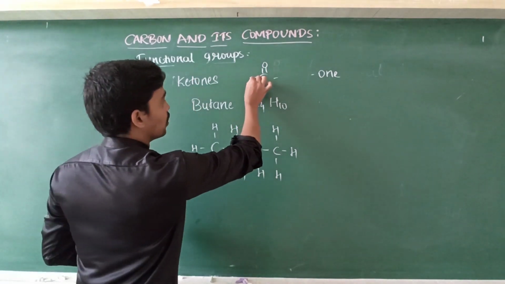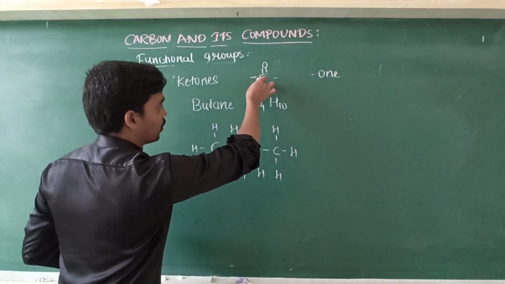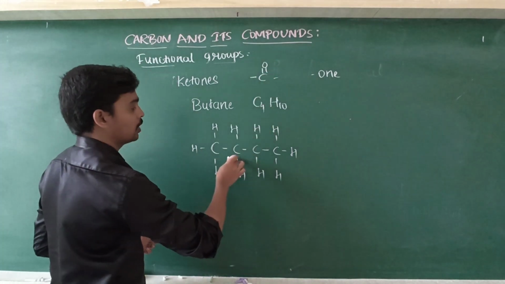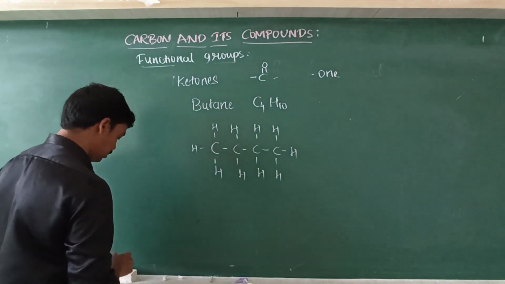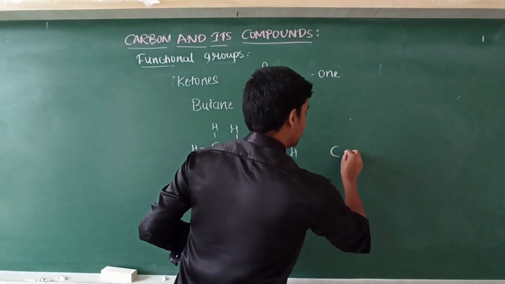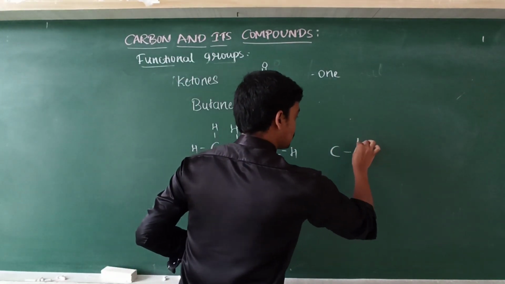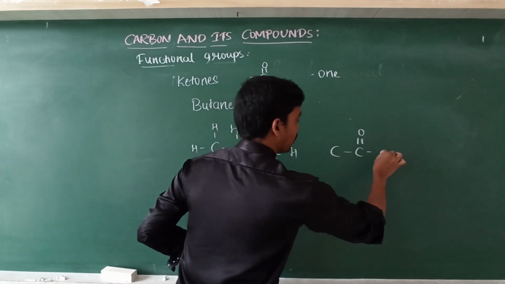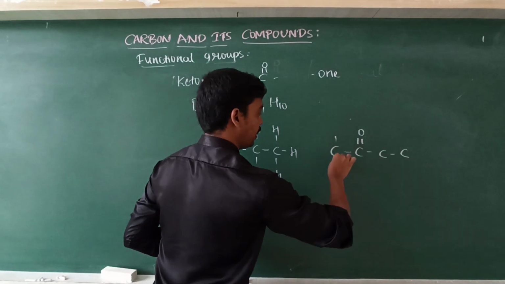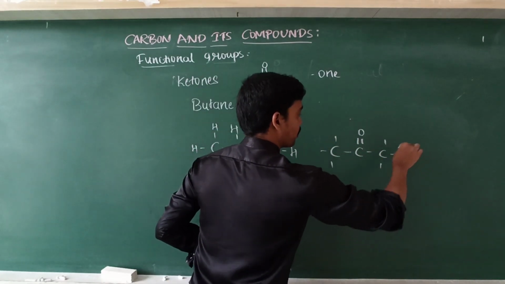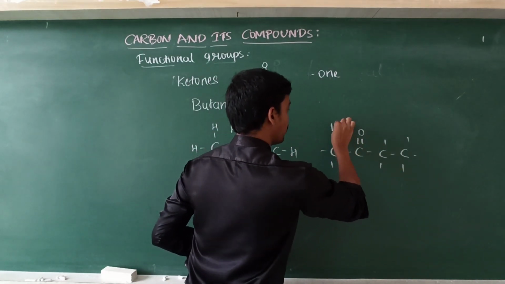Now here the functional group is placed in between the carbon atoms, either between the second carbon or the third carbon. Now it becomes CO, the functional group is added, then satisfy the carbons with the maximum number of hydrogens.